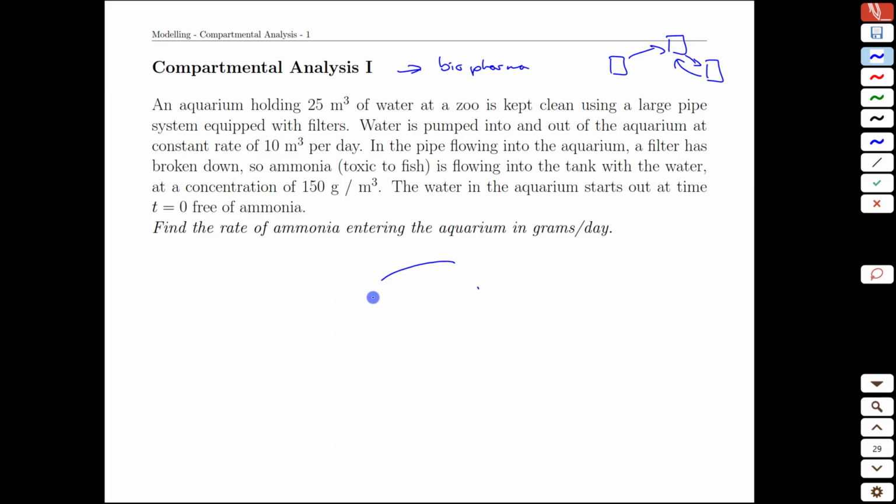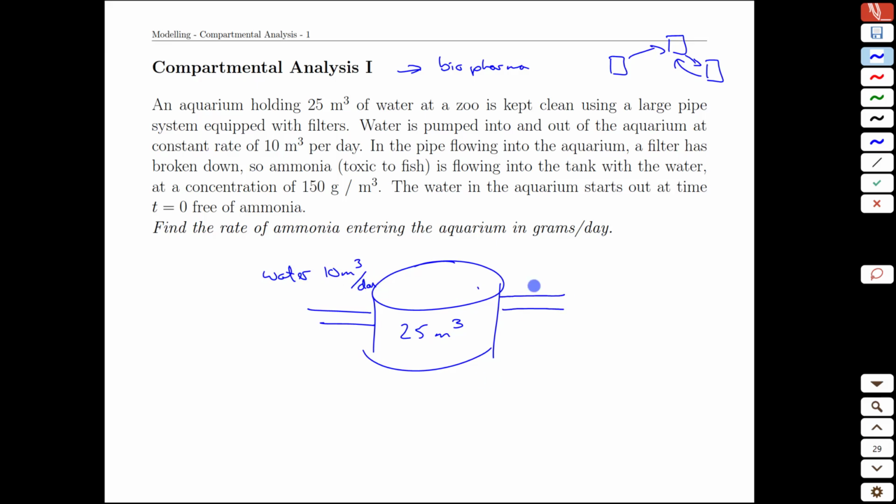So we have an aquarium like so. It has a certain volume, 25 cubic meters of water, and what we have is a pipe system where water is being pumped into and out of the aquarium. It's coming in, and it's important to recognize the various pieces of this and quantify them in terms of the kind of material they are as well, 10 cubic meters per day.